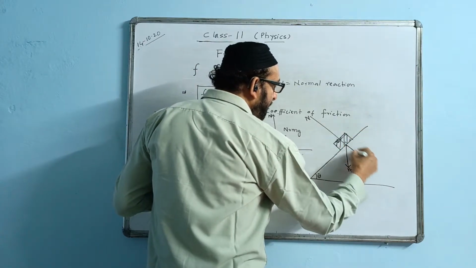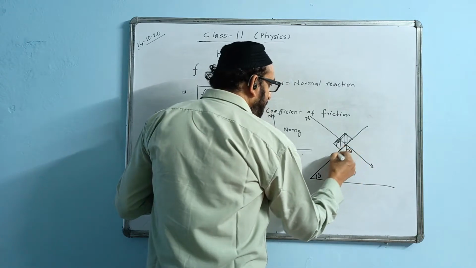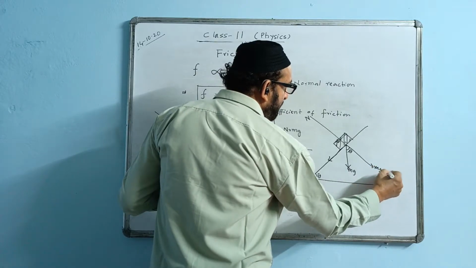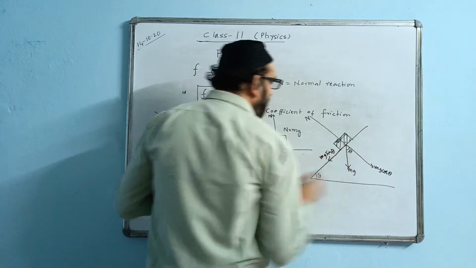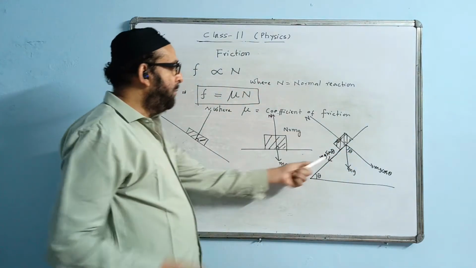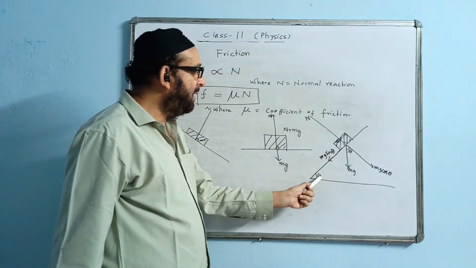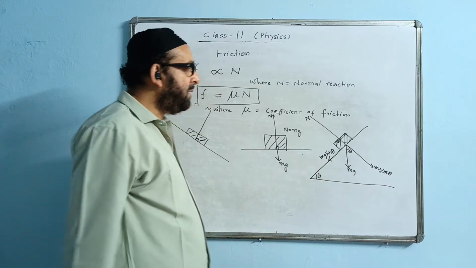In an inclined plane, how do we break into components? mg will be broken. This will be theta. One component will come here and one component will come here. This will become mg cos theta, and this will be mg sin theta. The angle here is theta, this angle will be theta. This component will come in cos form, and this component will come in sin form.